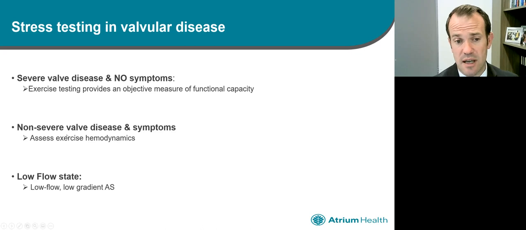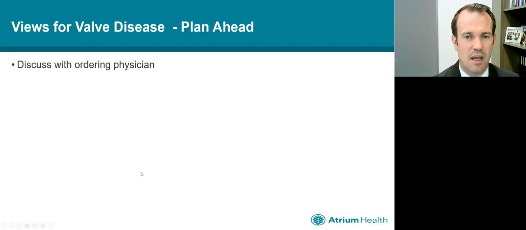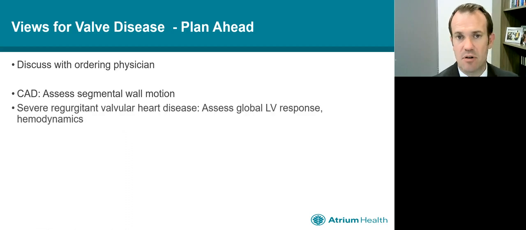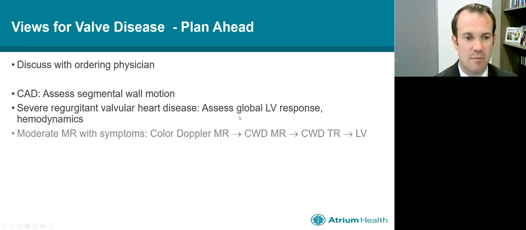The second is if the resting echo shows non-severe valve disease, but the patient has typical symptoms. So we want to assess the exercise hemodynamics in that case. And then the last case is in low flow state. It's really important in this context to discuss beforehand with the ordering physician what the question at hand is for that particular patient. Obviously, if it's coronary disease, we're going to be assessing segmental wall motion first. But if there are severe regurgitant lesions, oftentimes we're not going to be looking at the valve lesion itself. We're going to be looking at the LV global response for hemodynamics.